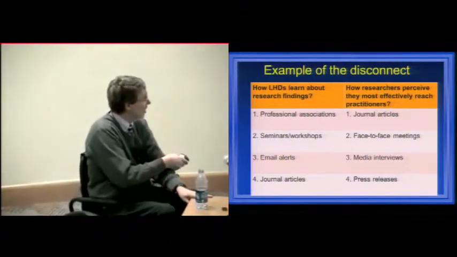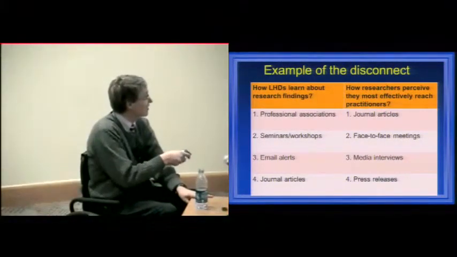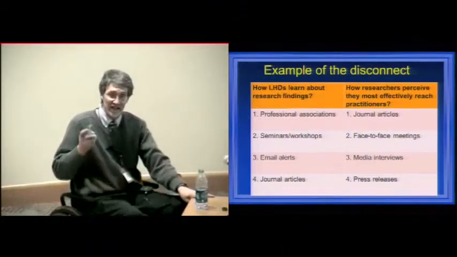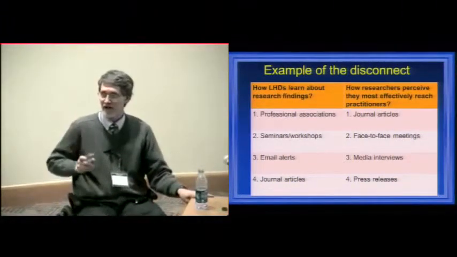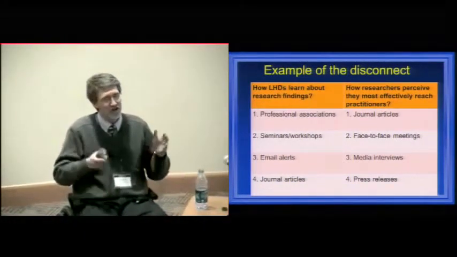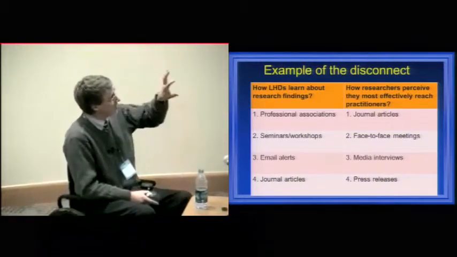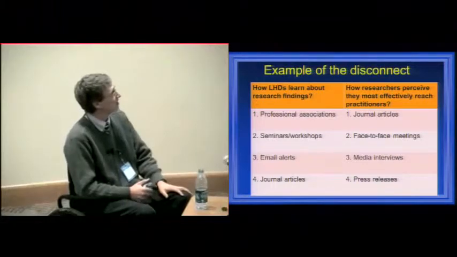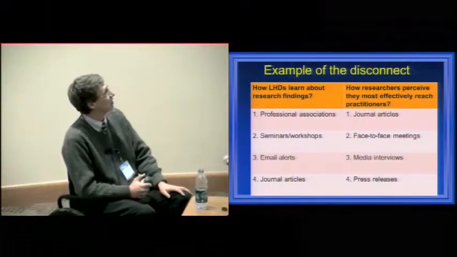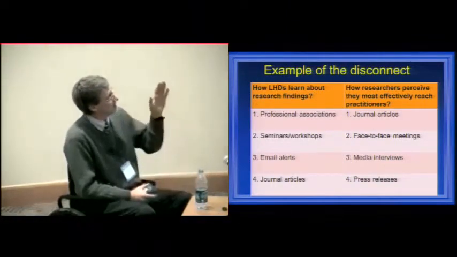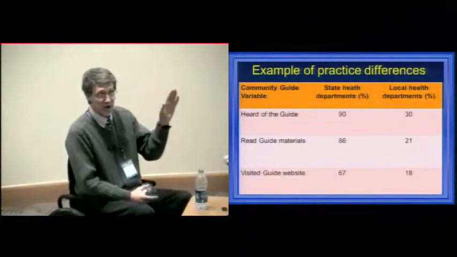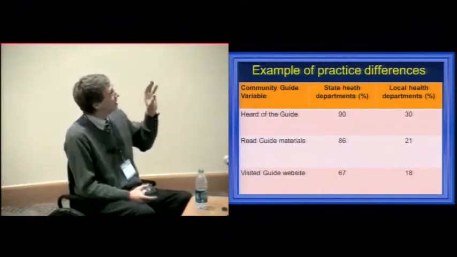And actually, the journal articles is a pretty distant fourth on the left side, and it's a very leading number 1 on the right side. And so you can see those lines don't exactly connect up the way we would like them to connect up. And there's a lot of other bits of data from the survey, but I thought this was one that illustrates well the disconnect. Another disconnect that's at a level, so we have state public health, we have local public health.